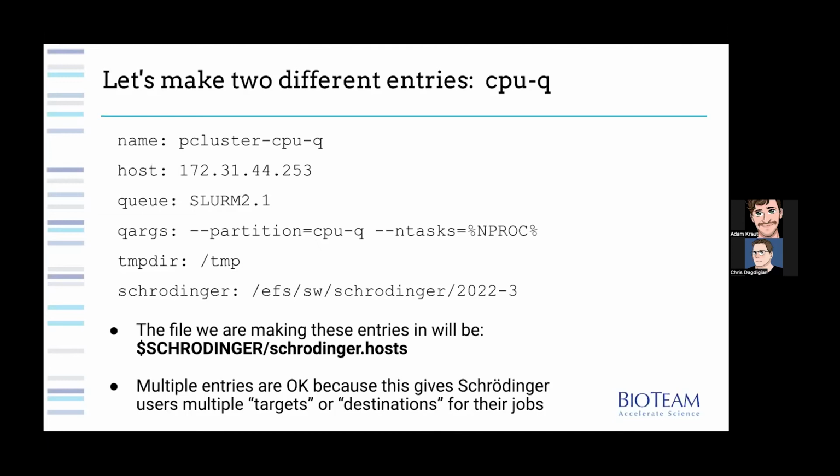And again, you can see here, I'm using Schrödinger and then a subdirectory that's specific to the base name. So it's okay to have multiple entries. It's going to be common to have multiple Schrödinger host entries. I often will have an individual Schrödinger host entry for every queue or every partition in my HPC environment, so that you don't have to solve this with a one-size-fits-all solution. So this is the CPU queue example.